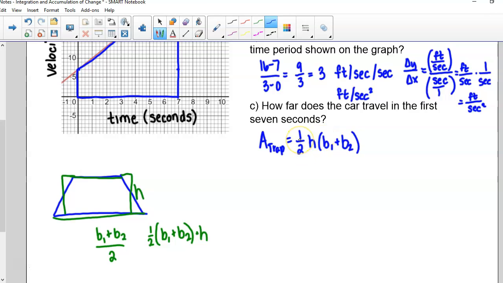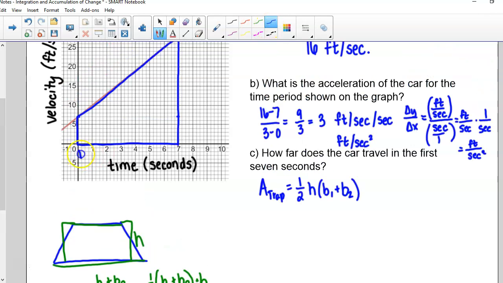So if we use the trapezoid formula, the height is actually what looks like the width right here, because the height has to be the distance between the 2 parallel sides. So this side right here is actually the height. And then we could call this our B1, and this side over here our B2. So for this particular case, I'm going to include my units. I think the units are so cool. So you got 1/2, and then the height is 7, and that is horizontal, so it is measured in seconds. So 7 seconds.